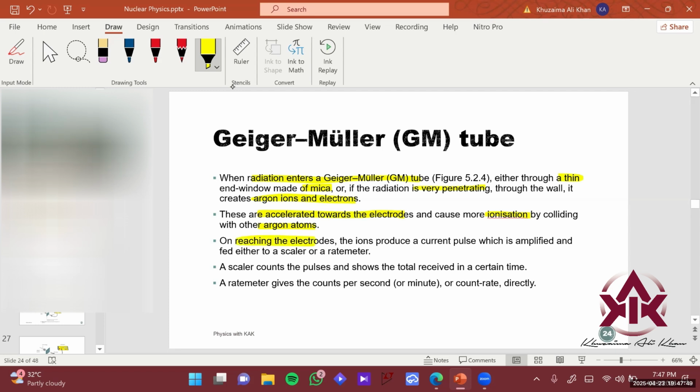On reaching the electrodes, the ion produces a small current pulse, which is amplified and fed either to a scaler or a rate meter. We have a counter, or a software, which is counting how many electrons are hitting the mica sheet here. A scaler counts the pulses and shows the total amount in a certain time. How many strikes were there on the sheet in a certain amount of time? This gives you counts per second or per minute. That is how many strikes there were per minute or per second on the screen, and that is called the count rate. This term is important in radioactivity.